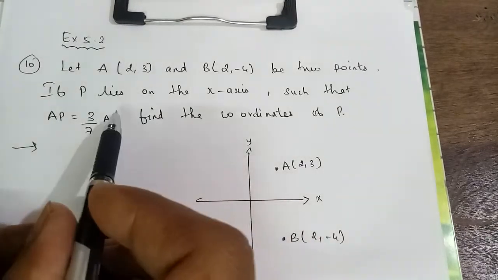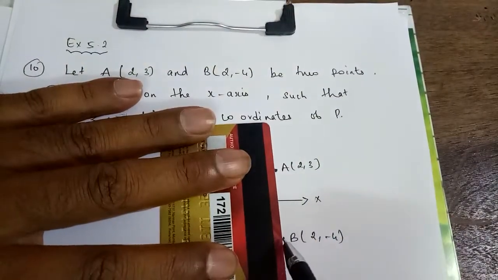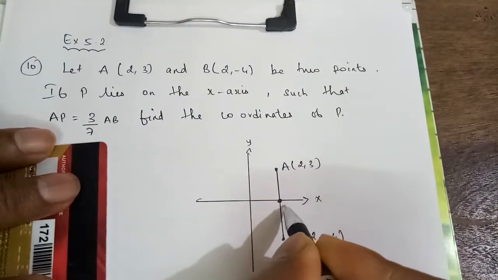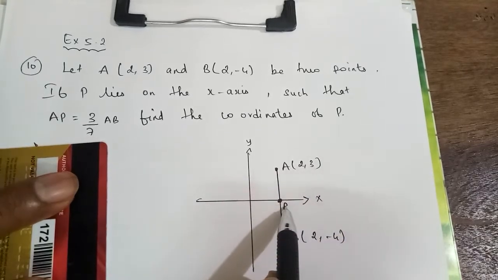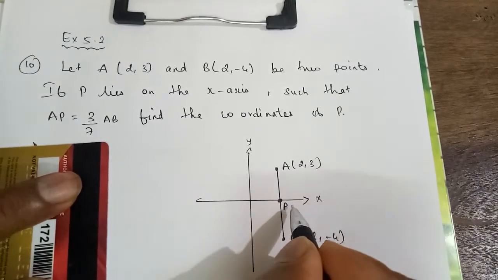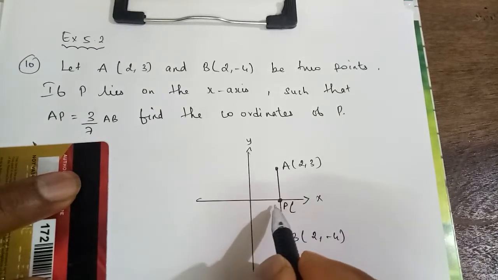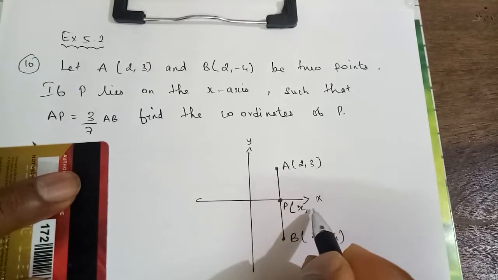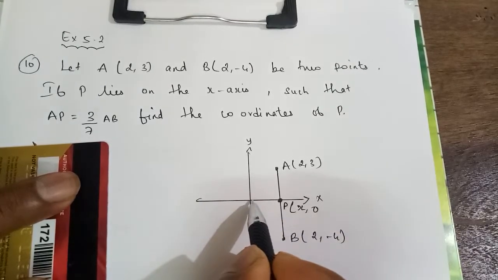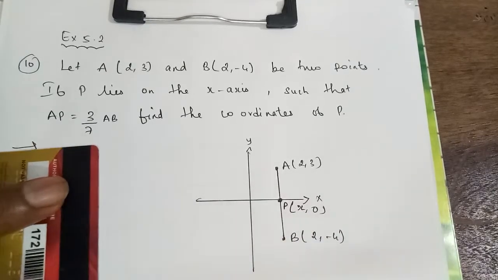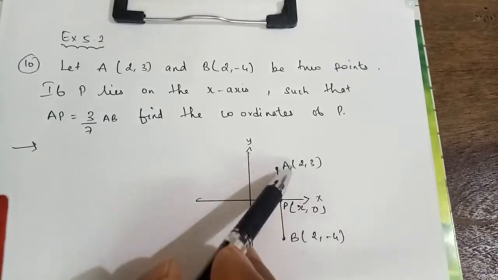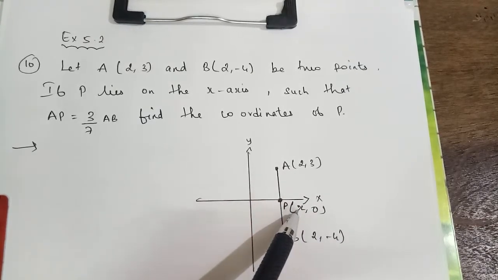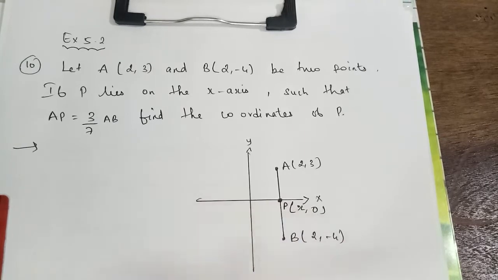So our question is, P lies on the x-axis. I'll draw a straight line here for this. So this will be our P. This point is our P. What is given? P lies on the x-axis. So what will be this point? When P lies on the x-axis, we write x, and y should be 0. So this is (x, 0). The points A and B are given, and P lies on the x-axis, so P will be (x, 0).